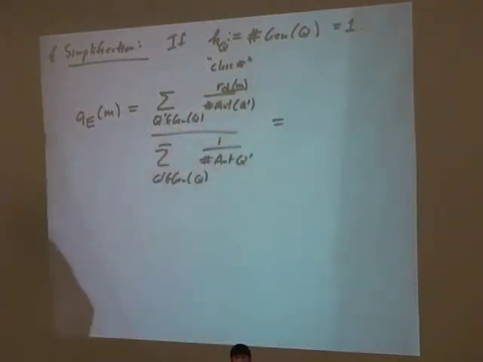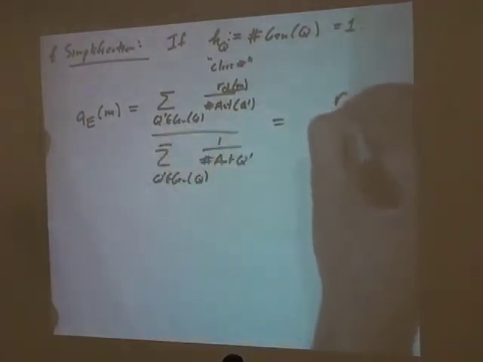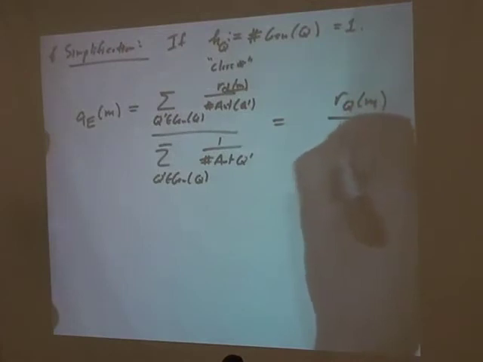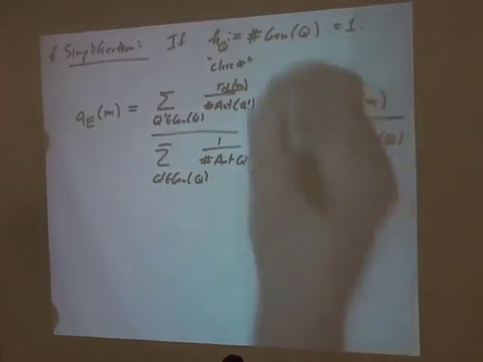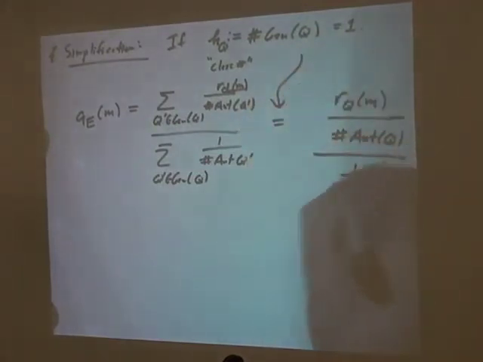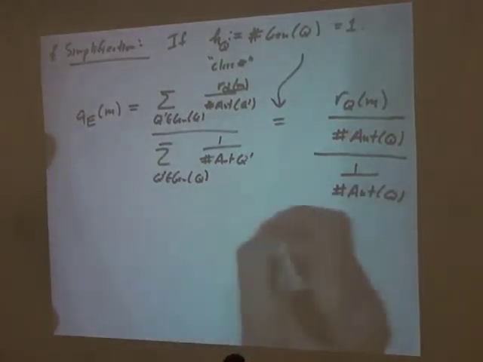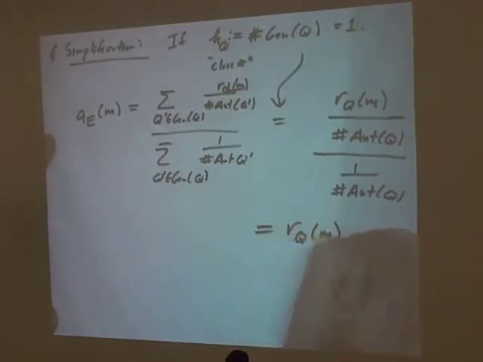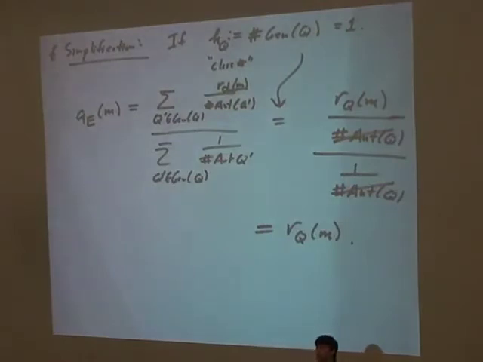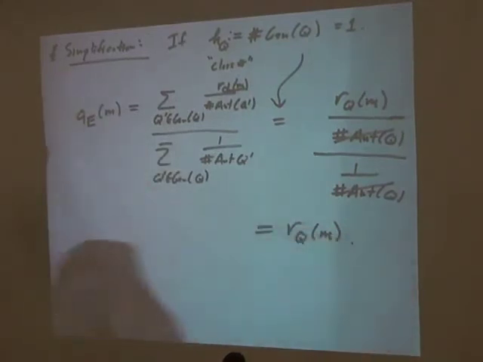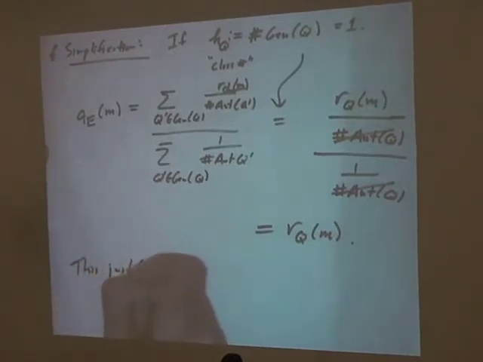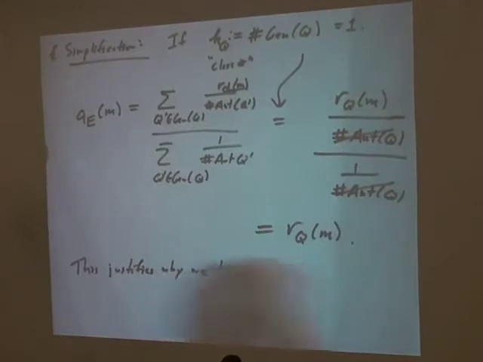But now I just have one class in the genus. So in this case, I just get r sub Q of M over the number of automorphisms of Q, using that the class number is 1. And this is a really amazing thing, because now I can cancel, and I get exactly the representation numbers. So the number of ways of writing M in terms of a quadratic form can be computed purely locally in terms of these local densities. This is a really nice fact. This justifies why we love class number 1 forms.